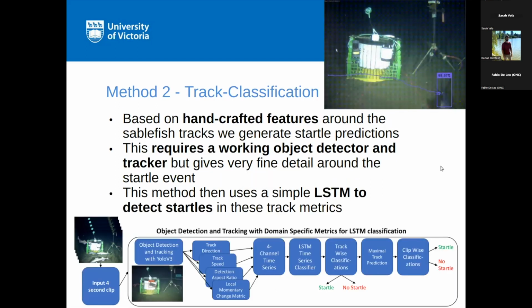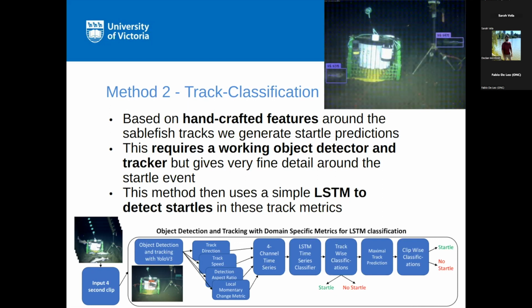And then we have our second method, which is our fine-tuned detection. We run this after our first method in order to make sure that we have the fine-tuned annotations that we want to have. So we developed this method based on a few handcrafted features around the Sablefish tracks, because we really wanted to know which Sablefish in the image was startling, because lots of that contextual information of the location of the startle and the relative location to other fish could give us information about how the fish is startling.